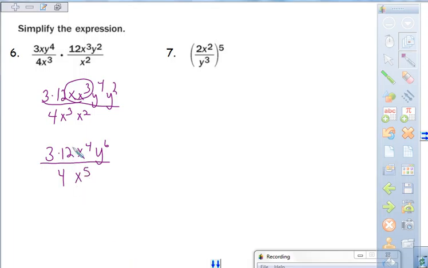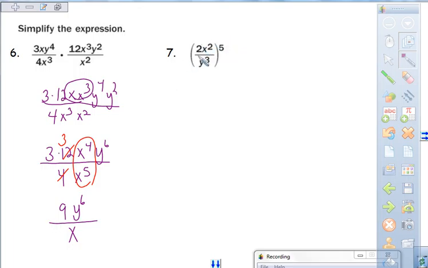And now I'm looking to cross cancel anything. 12 goes into 4 3 times, and then I can simplify this piece right here. So 3 times 3 is 9. The 5 is higher, so I'm going to leave my subtraction on the bottom. So 5 minus 4 is 1, so there's 1x. And then y to the 6th will stay on the top.